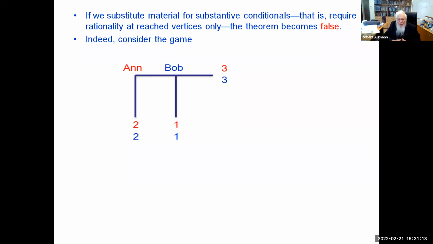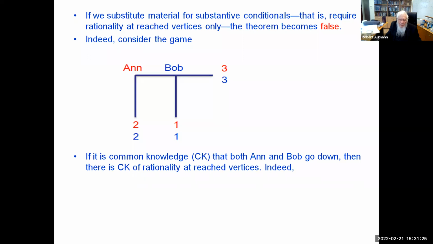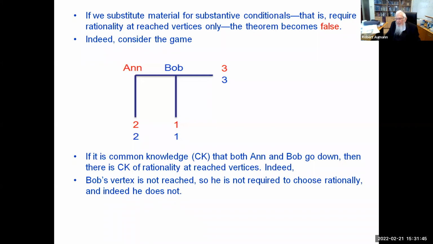So we have two movers, Anne and Bob. Anne can move down or across, and then Bob can move down or across. If it is common knowledge that both Anne and Bob go down, then there is common knowledge of rationality at reached vertices in the material sense. Indeed, Bob's vertex is not reached.